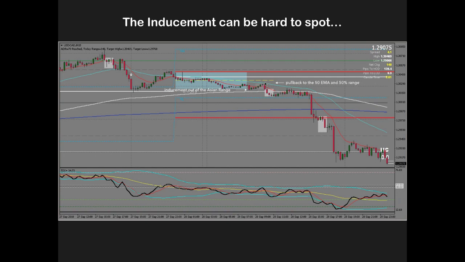50 EMA right here. The 50% range doesn't quite touch the 50% range, but it does make a pullback to that area, touches the 50 EMA, and then you can see down here on the RSI, it also bounces right off of the 1.5 point on the static 50. So bounce off the static within 1.5 points.